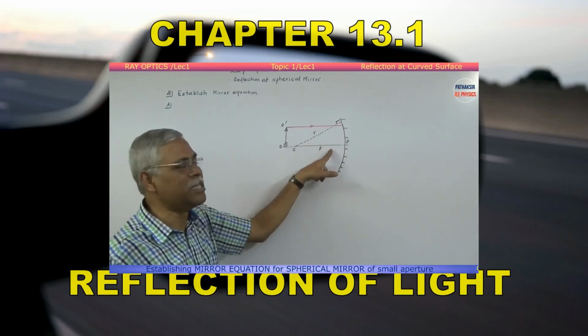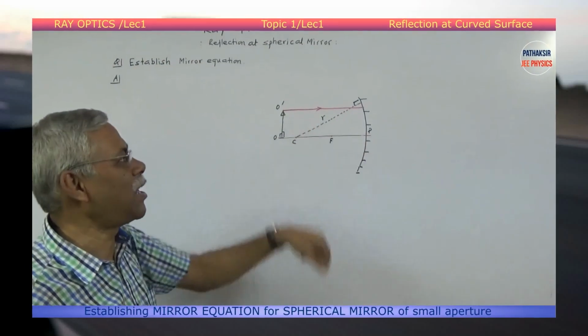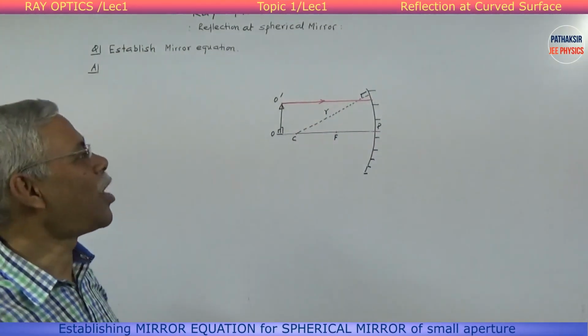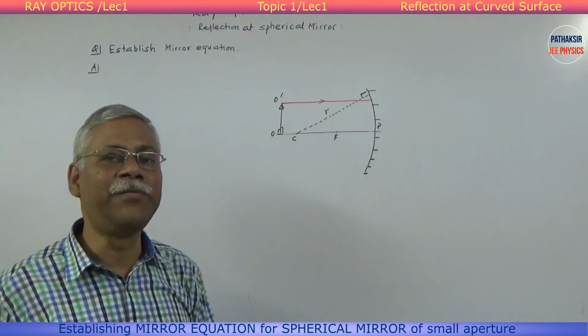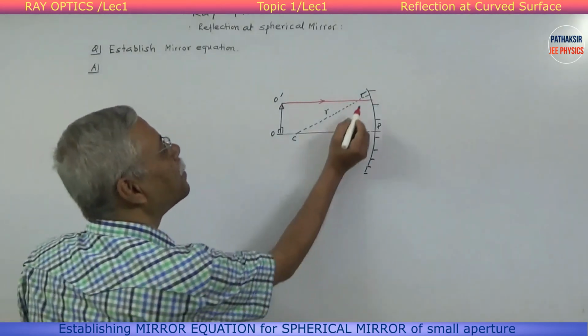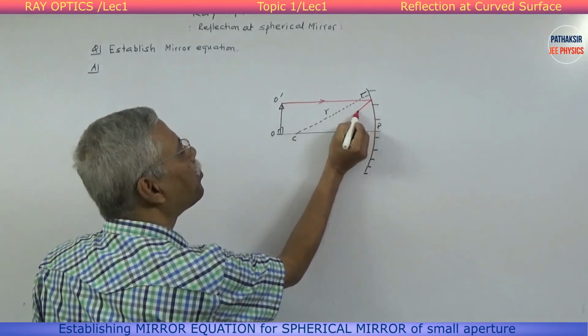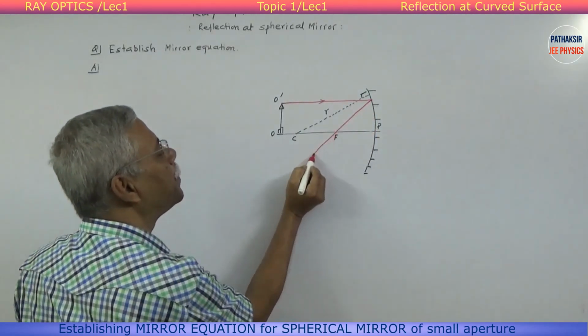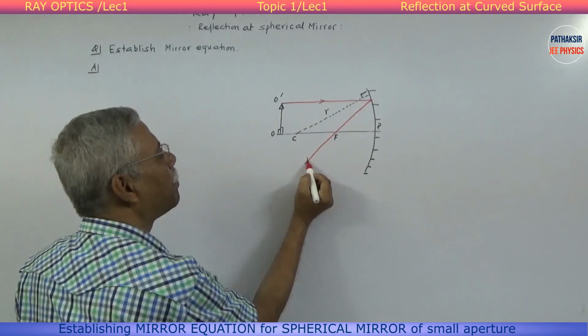This is the incident ray. It is parallel to the principal axis. So after reflection, this ray will pass through the focus. This is the reflected ray.